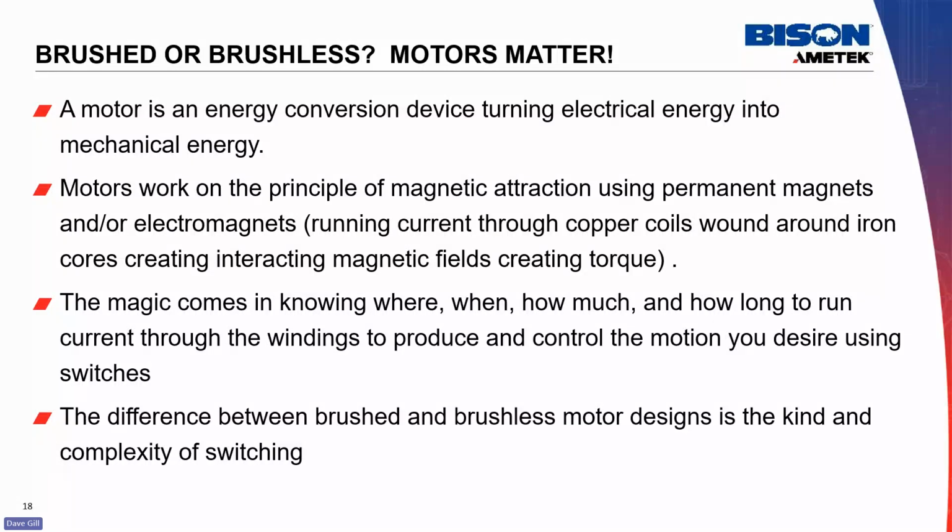Motors work on the principle of magnetic attraction using permanent magnets and or electromagnets running current through copper coils wound around iron cores, creating interacting magnetic fields, which create torque. But the magic comes in knowing where, when, how much, and how long to run current through these windings to produce and control the motion that you desire. And you do this by using switches. The difference between brushed and brushless motors designs is the kind and complexity of the switching.